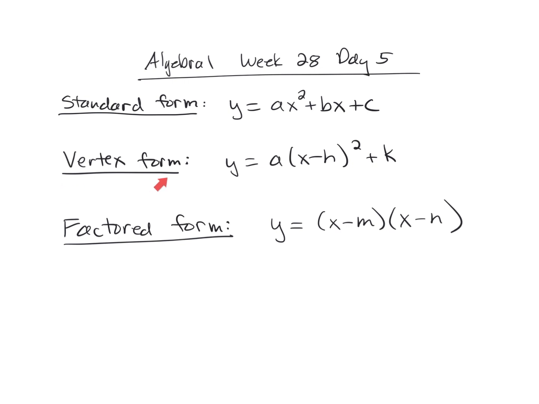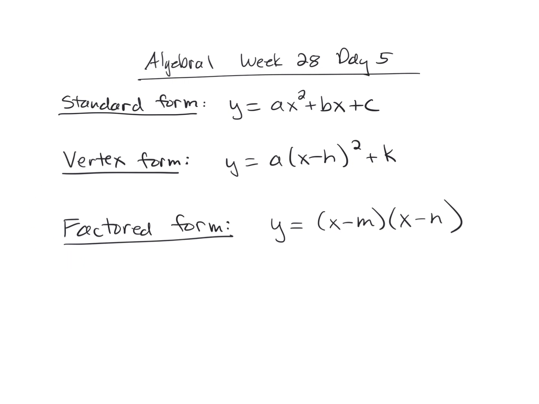The vertex form, which we have used for graphing these last couple days, y equals a times the quantity x minus h quantity squared plus k. The factored form is y equals, in parentheses, x minus something, and then x minus something else. It doesn't have to be an m or an n, but those are commonly used when we talk about the factored form. So let's take a look at some examples and talk about which forms are best for what information we need.